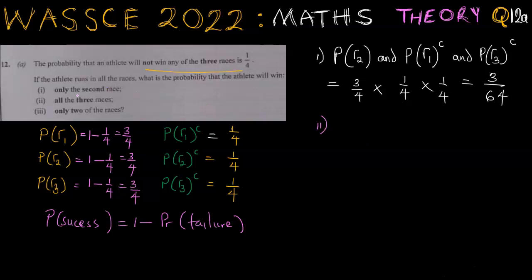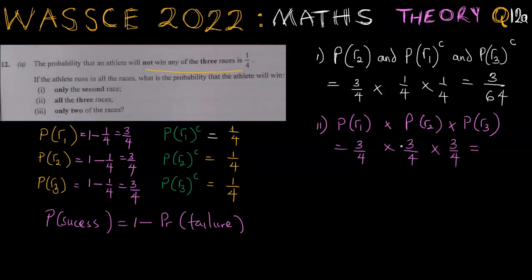The second one, the probability that the athlete will win all three races. This implies that he's going to win the first one, and that's a multiplication, the second and the third. And we know what P(R1) is. That's 3 quarters. P(R2), 3 quarters. P(R3), 3 quarters. 3 times 3 times 3, that's 27. 4 times 4 times 4, that's 64. This is the probability that the athlete will win all three races.